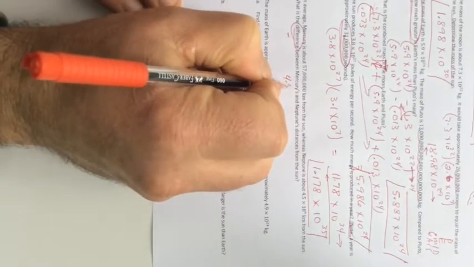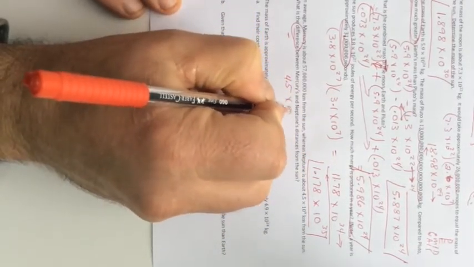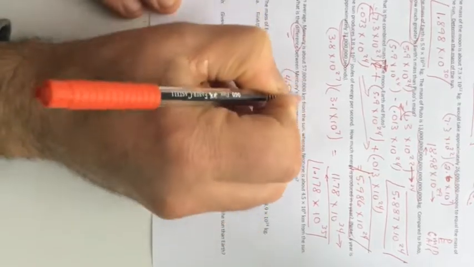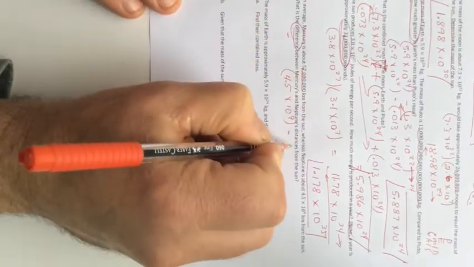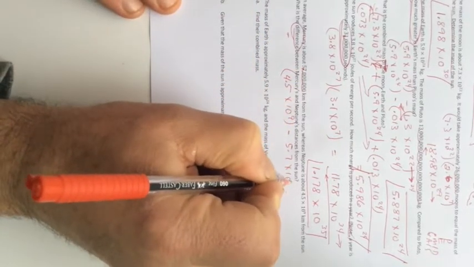So let's take the big one, 4.5 times 10 to the 9, and I want to subtract. Okay, let's count what this one is. 1, 2, 3, 4, 5, 6, 7. So that's 5.7 times 10 to the 7.